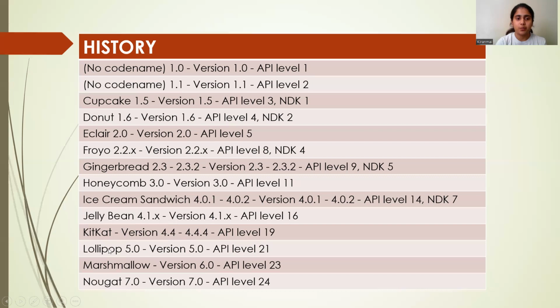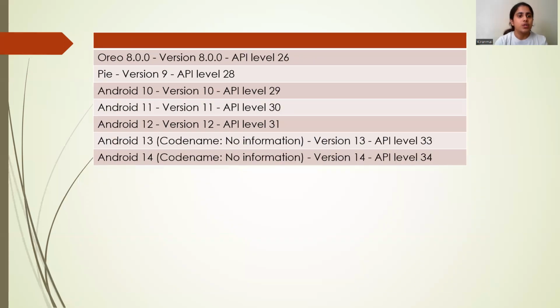Lollipop is the codename for version 5.0, and the API level is 21. Marshmallow is the codename for Android 6.0, API level 23. Nougat is the codename for Android 7.0, and the API level is 24. Oreo is the codename for Android 8, and its API level is 26. Pie is the codename for version 9, and the API level is 28.